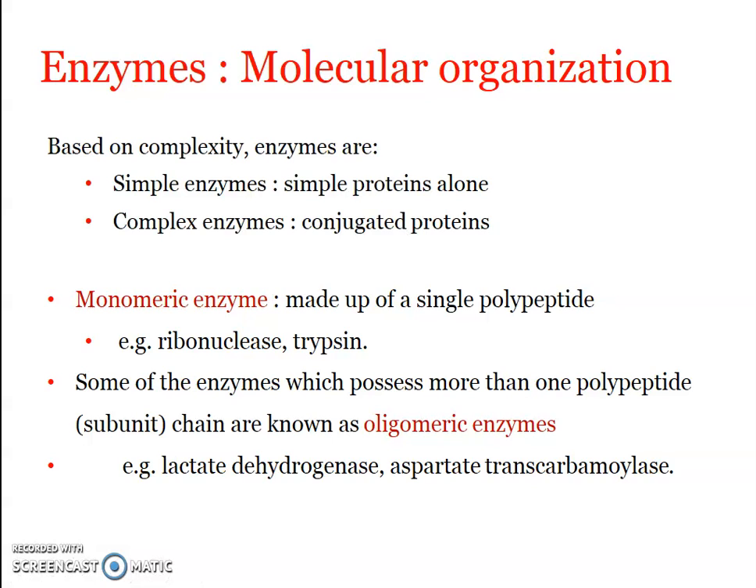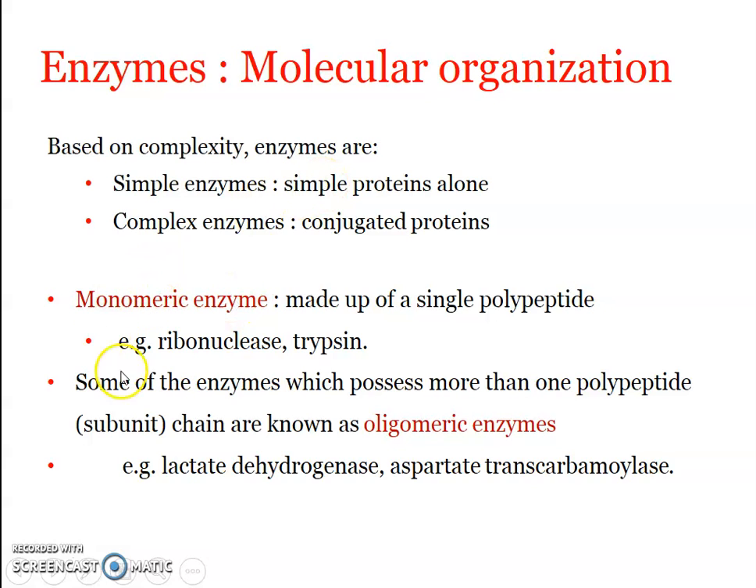Conjugated, in the sense they have a protein part plus a non-protein component. Similarly, complex enzymes do have a protein part and a non-protein part. The organization of complex enzymes we will look at in detail in the coming slide. So a simple enzyme is made up of only simple proteins.